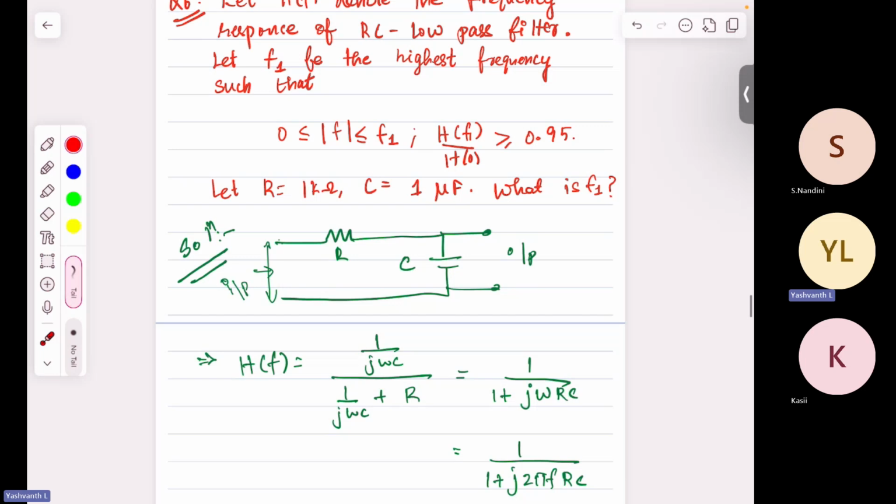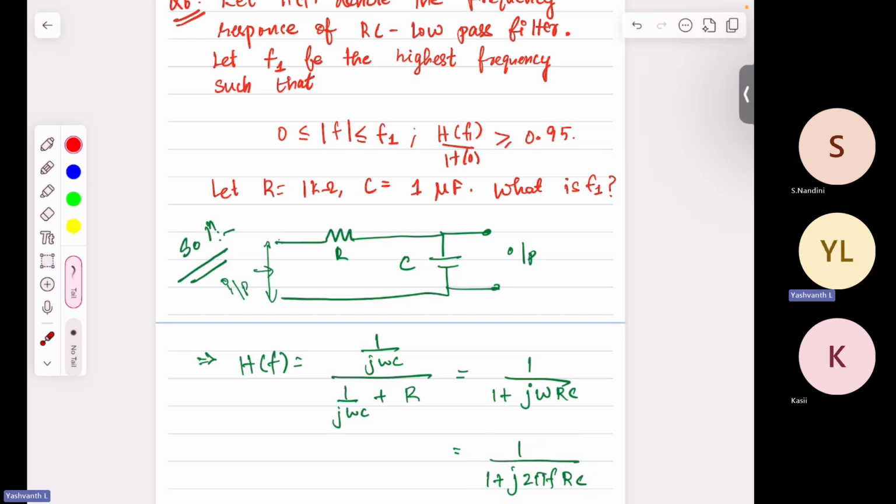Now you simplify this, take LCM. Then you can show that this comes out to be 1 by 1 plus j omega RC, multiplying by j omega C on numerator and denominator. But omega is nothing but 2 pi f. Therefore, H of f is nothing but 1 by 1 plus j 2 pi f RC.